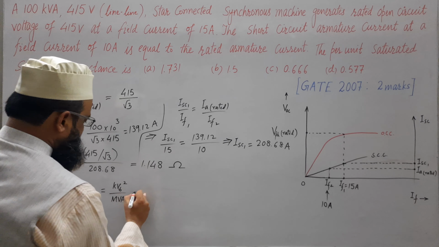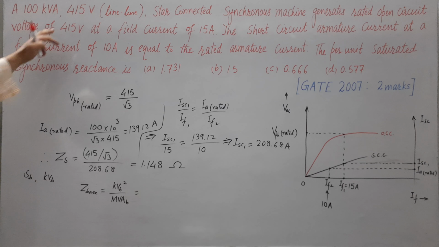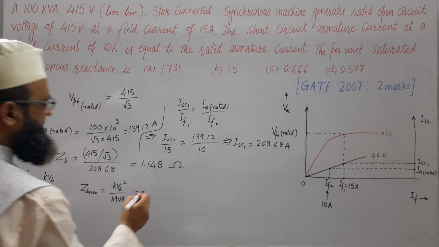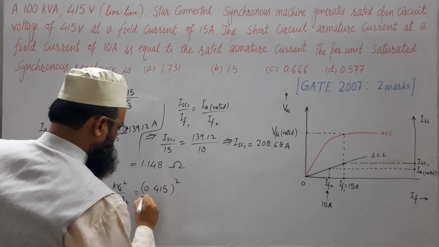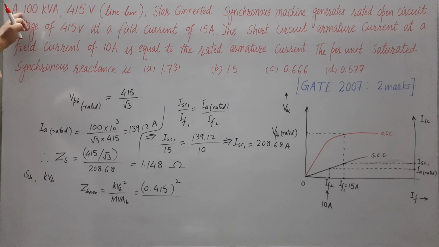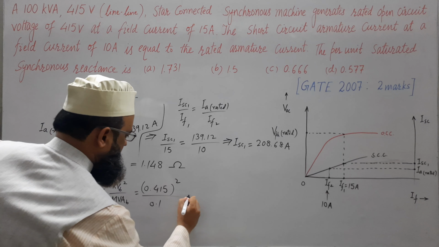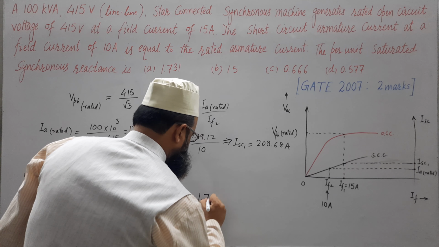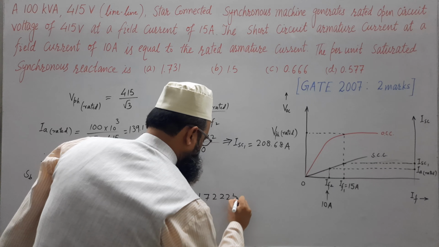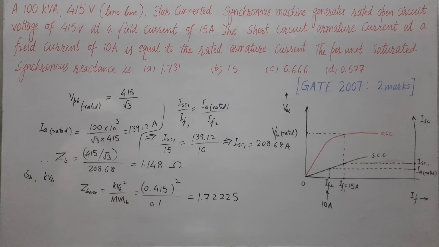So kV base is 415 volt, which means kV base will be equal to 0.415. What is MVA base? This is 100 kVA, so 0.1 MVA, since 1000 kVA is 1 MVA. So MVA base will be 0.1. Z base is coming out to be 1.72225.